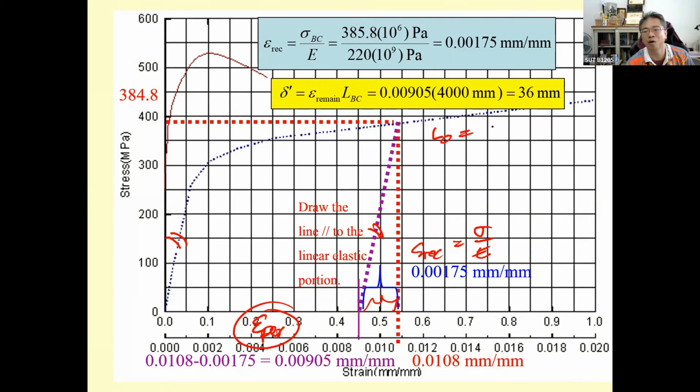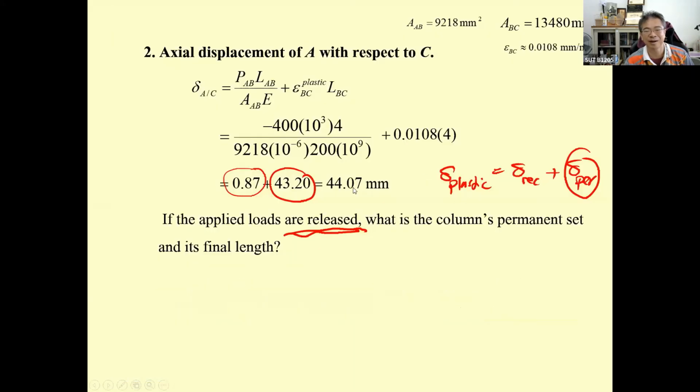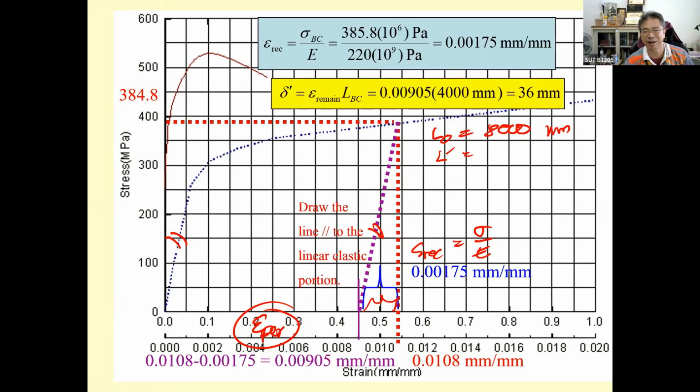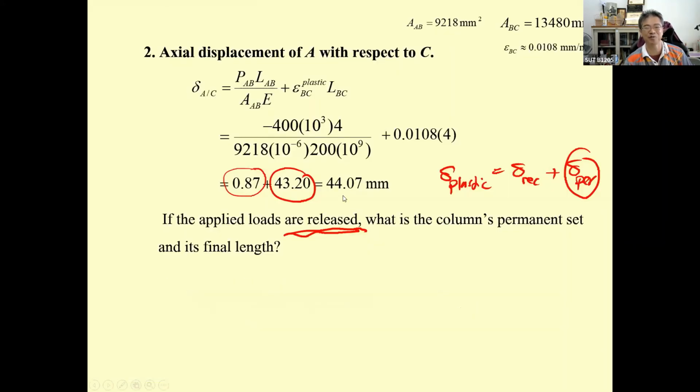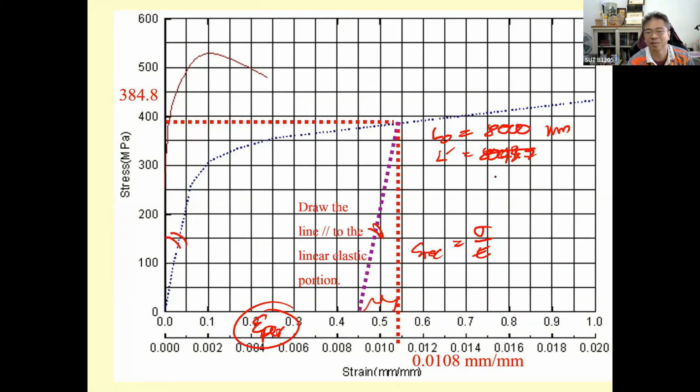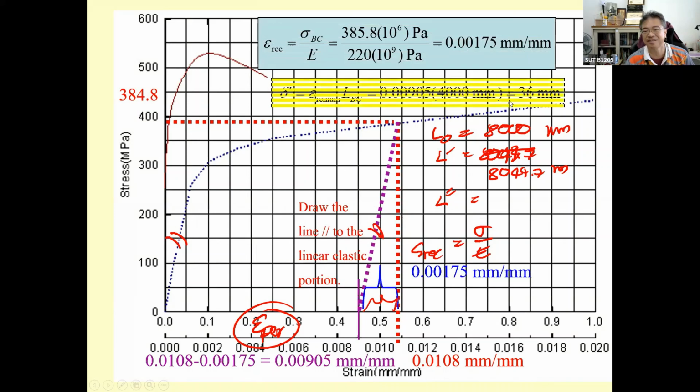So L sub O is going to be 8,000 millimeter. And then L prime from the previous one, that is going to be this one, 44.07. That is going to be 8,004.7. Okay, that is not 44.07, sorry. This is going to be 8,044.7 millimeter. And then L prime, we have this is 36 millimeter.